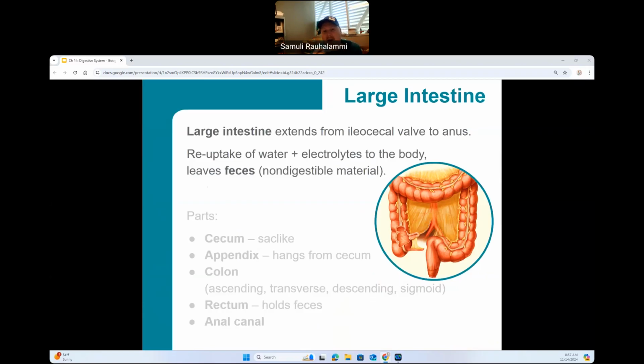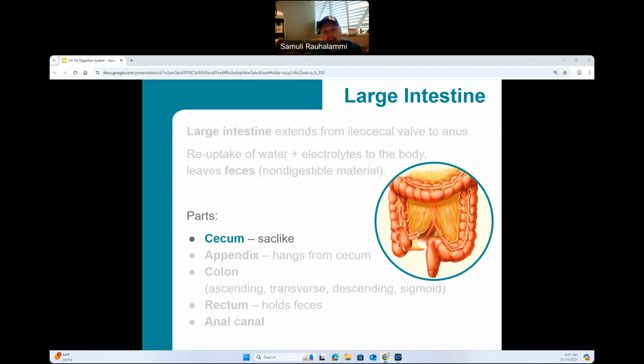At this part, the main function is really to take back to the body the water and electrolytes. And whatever is left now, it's no longer chyme. Once we've removed the water, electrolytes, and nutrients, it's going to be feces. And we will look at the different parts of the large intestine next.